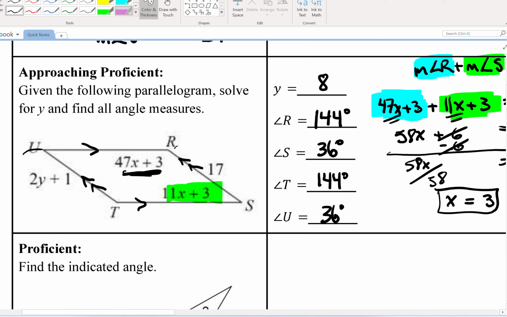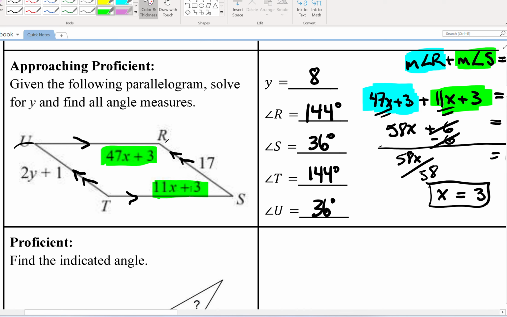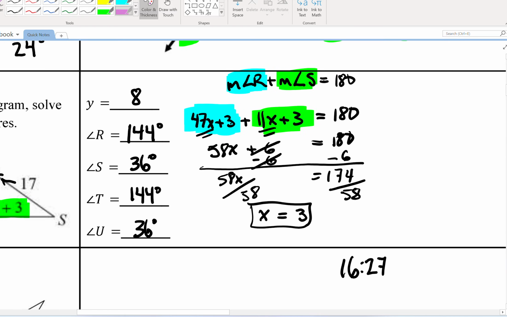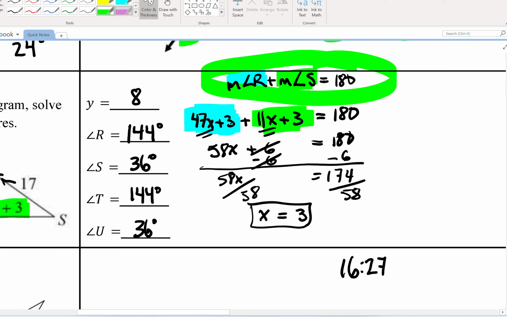Entonces, 4x más 3 se suma con 11x más 3, es suplementario. Se suma, da 180 grados. Entonces, con esa ecuación, reemplazamos con sus valores: 47x más 3 más 11x más 3 igual a 180. 47x y 11x son términos semejantes, se suman, da 58x. 3 más 3, 6. Y otra vez todo eso es igual a 180.